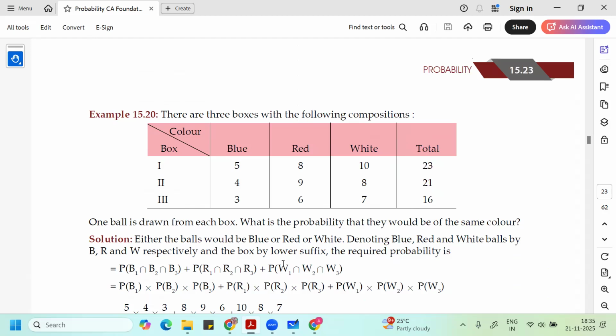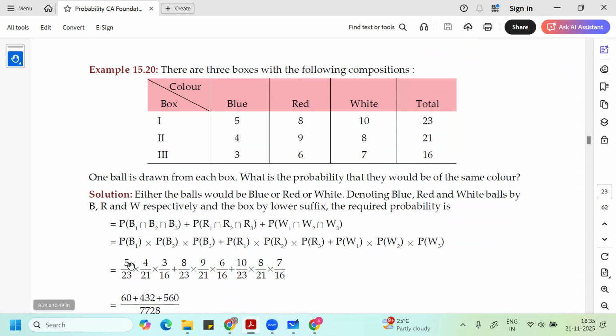Same in color means from all the boxes you'll get blue color, or from all the boxes you'll get red color, or from all the boxes you get white color. So from all the boxes you'll get blue color: from box 1 you'll get blue color is 5 by 23. From box 2 you get blue color is 4 by 21. From box 3 you'll get blue color is 3 by 16. So what is the probability that all are blue in color? That is 5 by 23 into 4 by 21 into 3 by 16. Okay, you can see here.